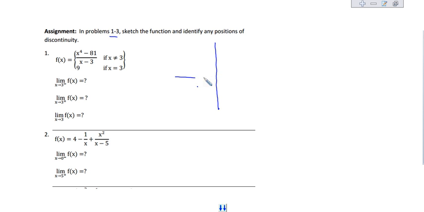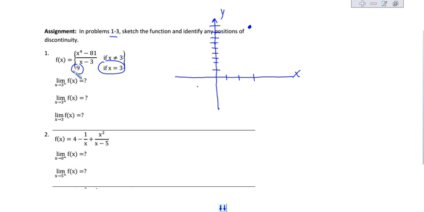I guess the only dividing line is at x equals 3. This piecewise function defines the function to equal 9, so that's my y value. And 1, 2, 3, 4, 5, 6, 7, 8, 9. There's just a dot right here.